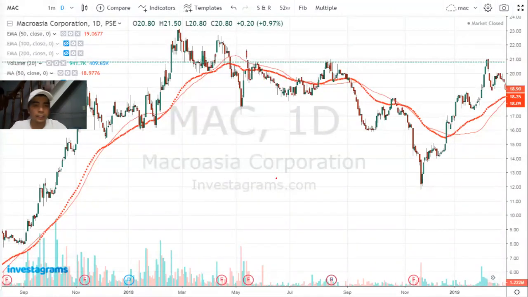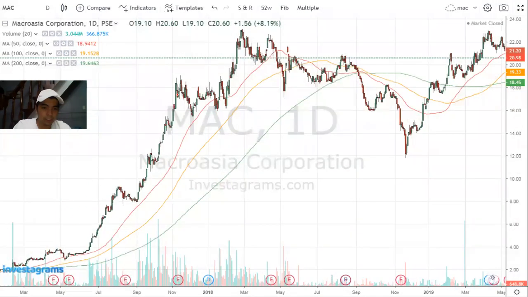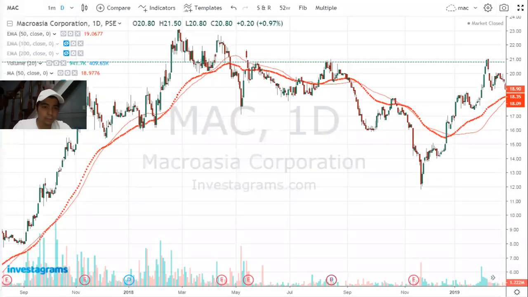So here, as you can see, the difference of the two, the EMA and the SMA or the MA. For this one, the dotted one is the EMA. It's really too tight. All right. And let me check that one. There you go.